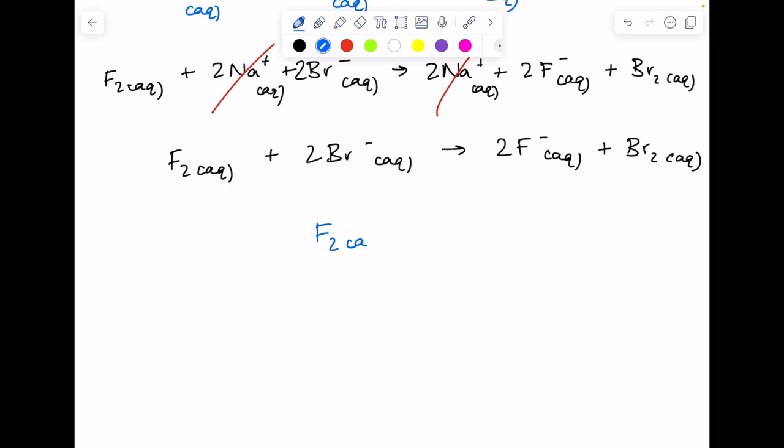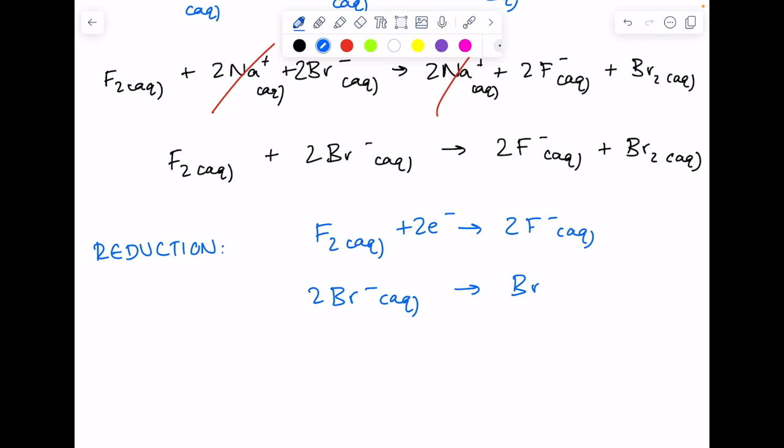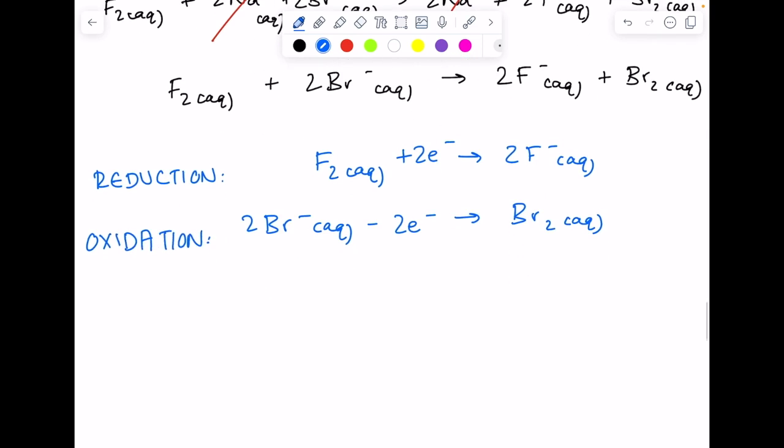So for F2 to become 2F minus, it must have gained 2 electrons. So it must have been reduced. For 2Br minus to become Br2, it must have lost 2 electrons. So that has therefore been oxidized. So we can see how these are therefore redox reactions, because both reduction and oxidation have taken place.